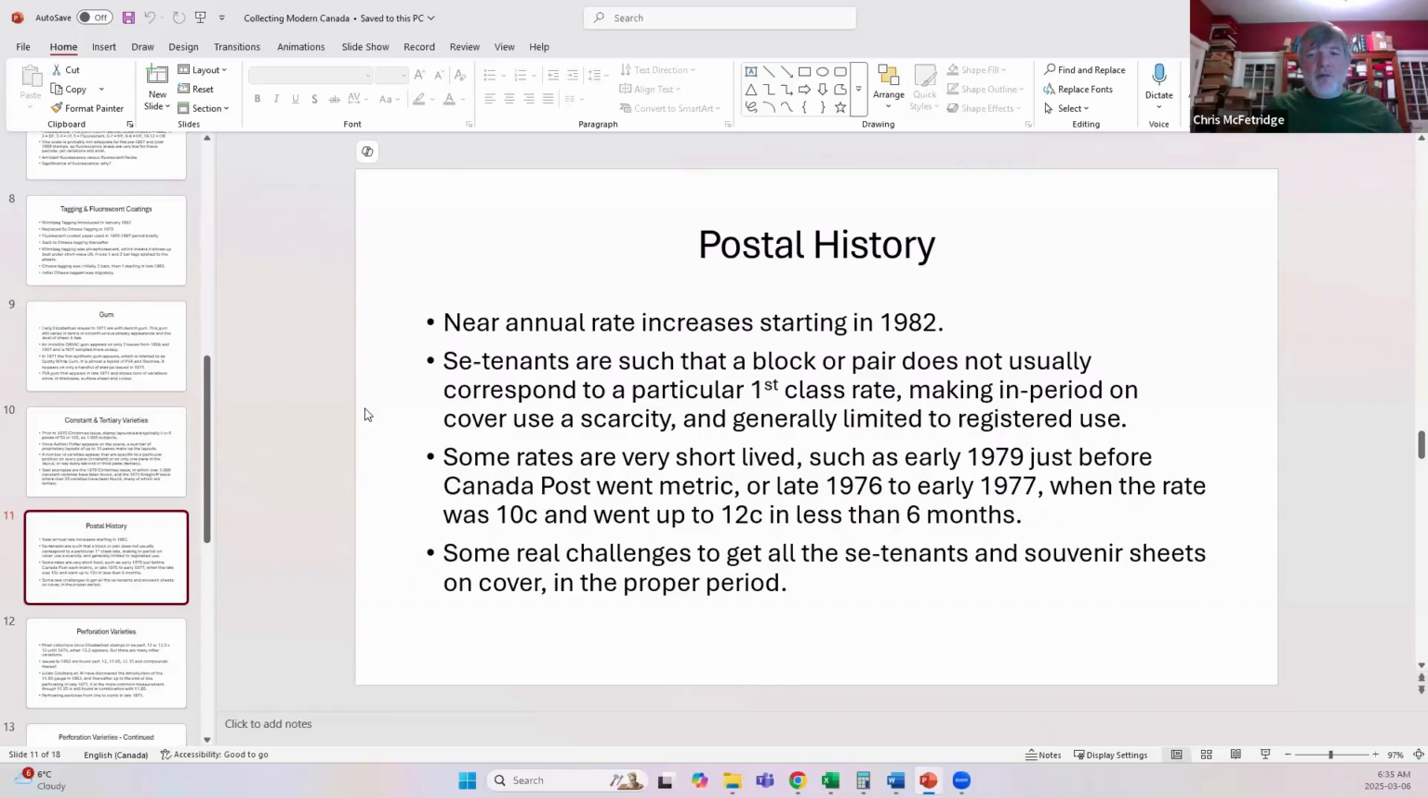And like I said before, to get all of the se-tenants and souvenir sheets for Canada on cover, I think would be a real challenge. And I would imagine it would be exactly the same for England as well, starting in 1980 with the London 1980 sheets. Tremendously difficult, I think.